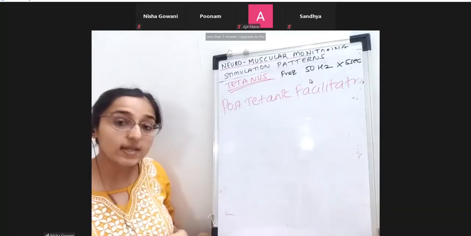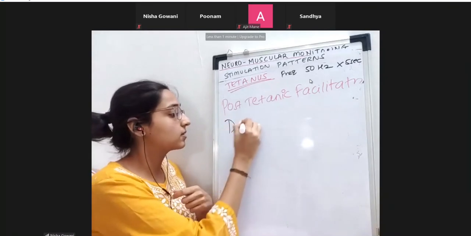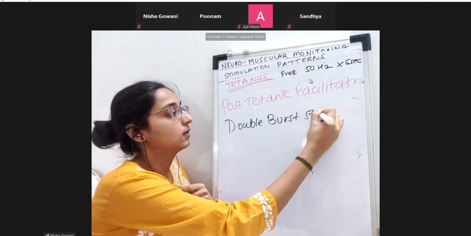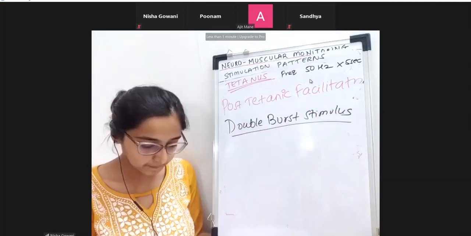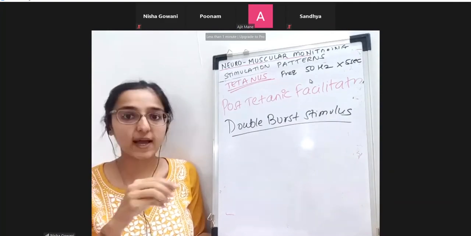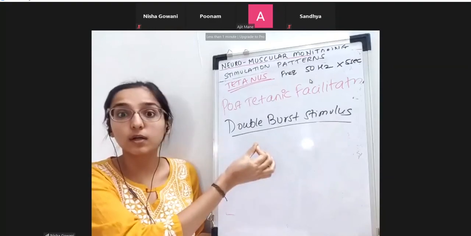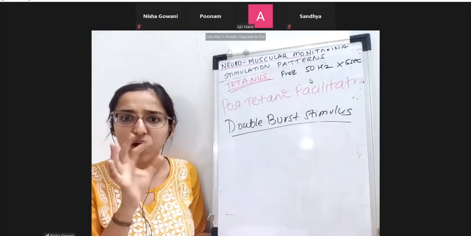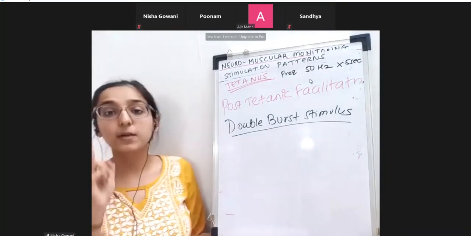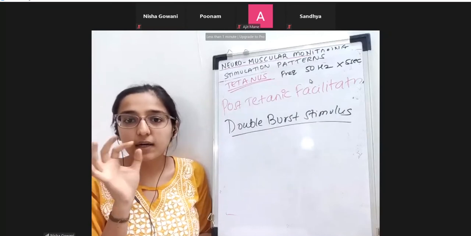What is double burst stimulus? From the name only, you guess and tell me what is double burst. So double means 2 times. 2 times some stimulus is going is double burst. Burst means something which is happening very fast. So there are 2 mini sequences, 2 very short sequences of current which is going.